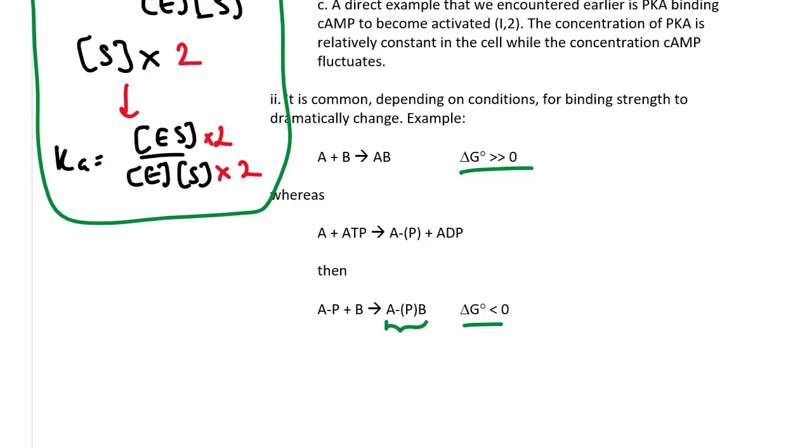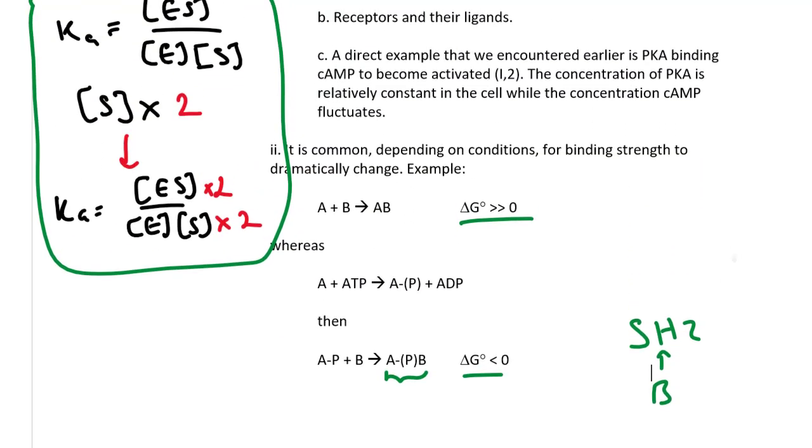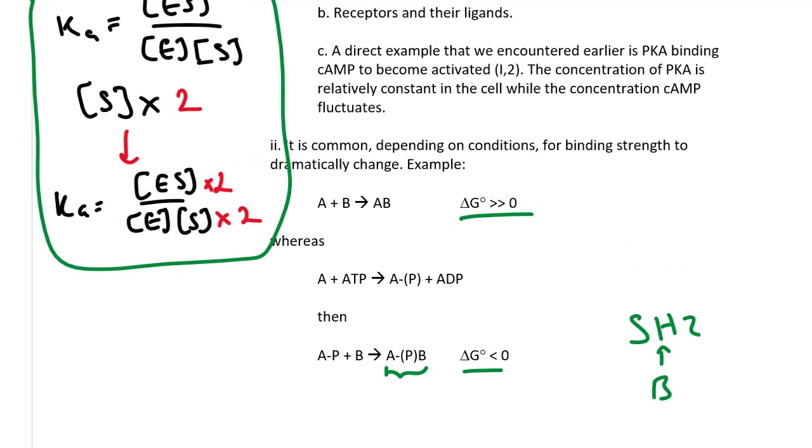Remember the SH2 domain that we talked about previously? Imagine that B has an SH2 domain. Well, B cannot bind to A because A has not been phosphorylated at its tyrosine. So once A is phosphorylated at its tyrosine, now the B protein through its SH2 domain can bind to phosphorylated A. Okay guys, we're going to stop here and then discuss enzyme kinetics next.